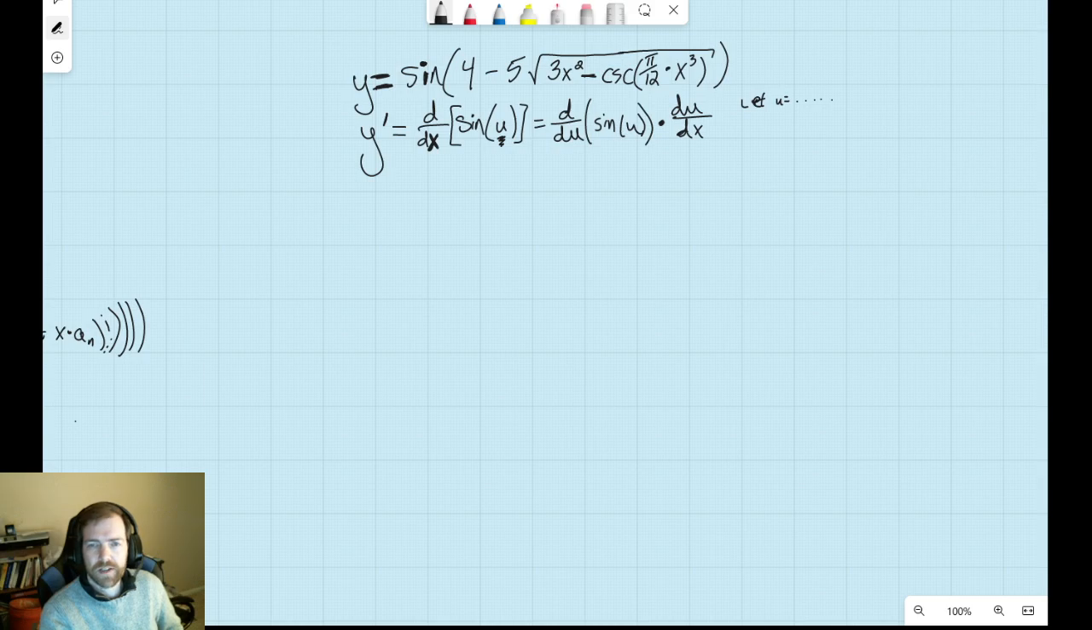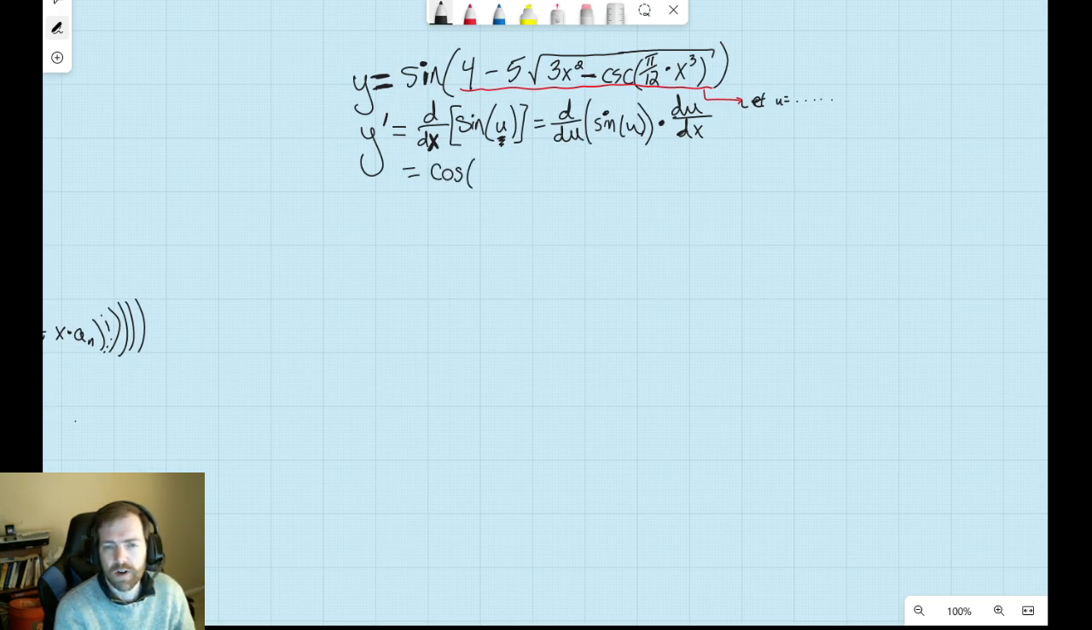So u is this big, ugly, nasty thing here. And then we know what the sine of u is going to be derived as. It's not the sine, it's going to be the cosine of u. And then we're multiplying by du dx.